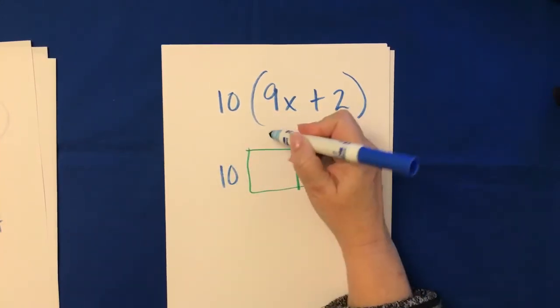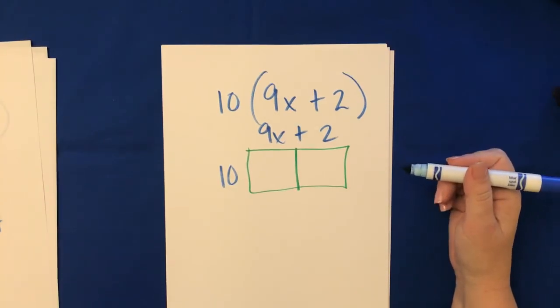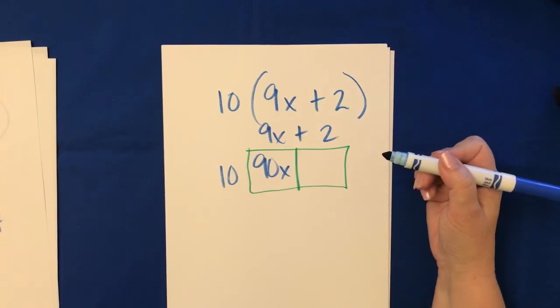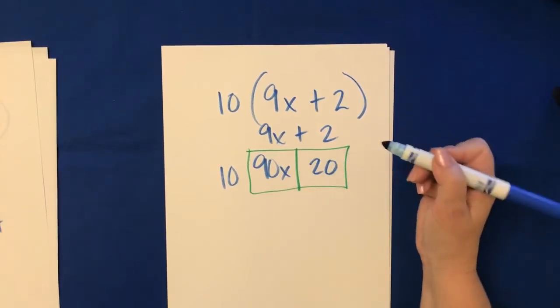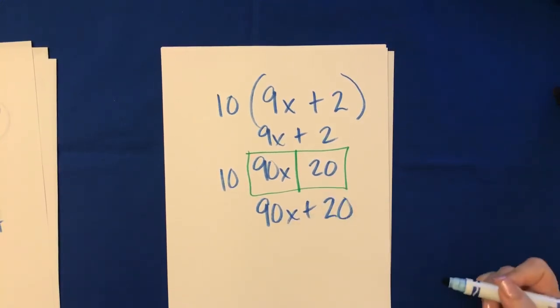Okay, so if I pull this over here, setting it up top as we do, let's see, 90x, and then a 20, and then just keeping that addition symbol in the center there.